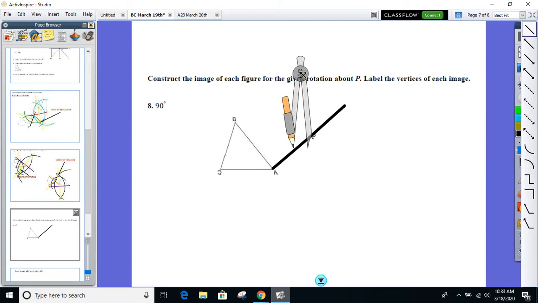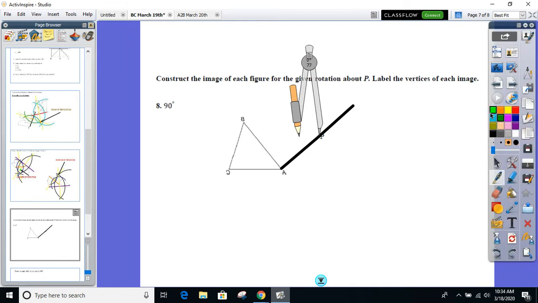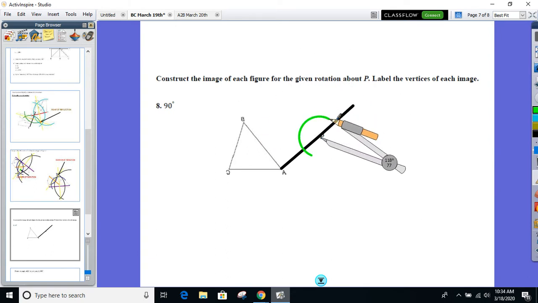And now let's grab the compass back, put it on point P, and let's make an arc that intersects in two spots. Here we go. 1, 2. And now I'm going to go to each point of intersection and make 2 more arc marks.